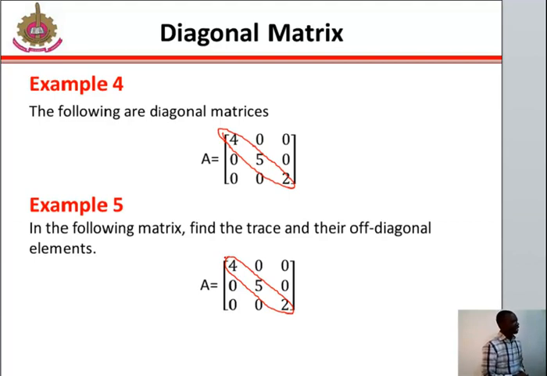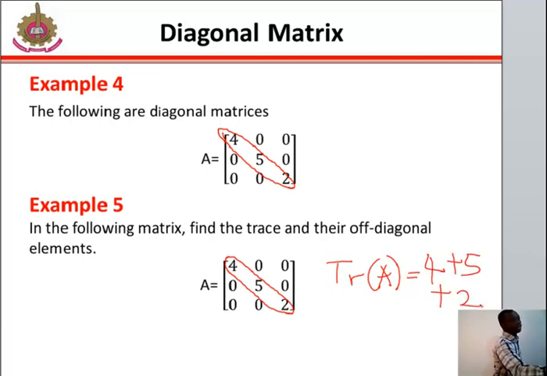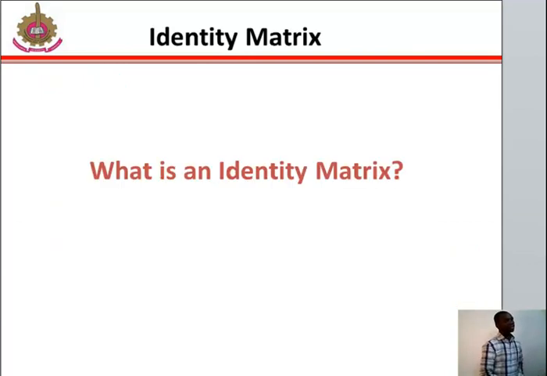You can now be asked, as you can see in example 5, to find the trace of the diagonal elements. If you want to find that, your trace, which is TR, is equal to the addition of all the elements on the diagonal, which is 4 plus 5 plus 2. And when you have that, you get 11. So that is your trace. Let's move on as we talk about other things.